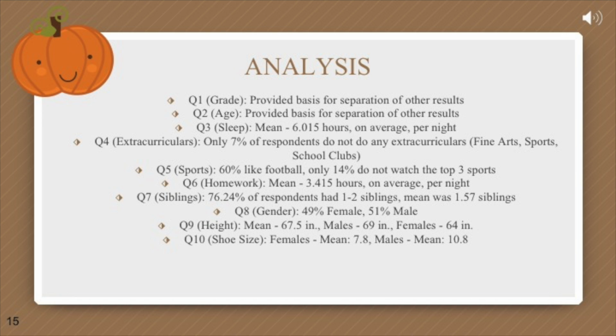By asking gender in question 8, we found out the gender ratio between our respondents and also found another category to stratify our data against. We gathered heights in question 9 just to gather information about the growth of Walton students, and we actually found that Walton students matched the national average almost exactly. Males average at 69 inches tall and females average at 64 inches tall. In question 10, we asked shoe size to compare with height and ended up finding a strong correlation.